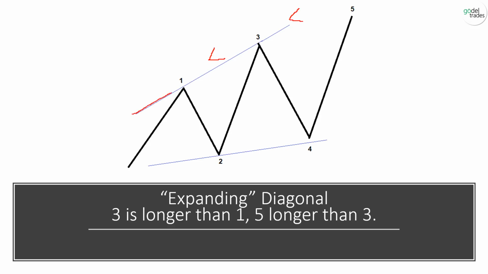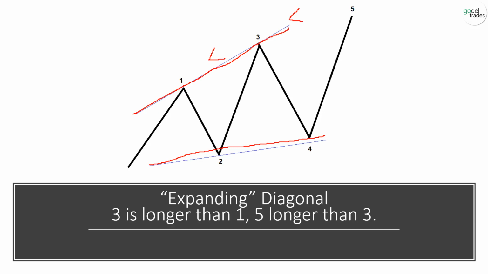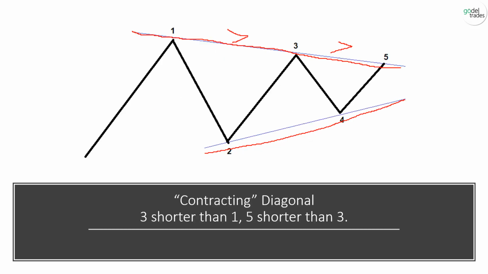Hence these expanding trend channels that I have laid out here for you guys. In a contracting diagonal, 3 is shorter than 1, and 5 is shorter than 3. Hence the contracting trend line. So here you have 3 larger than 1, 5 larger than 3, expanding trend lines, contracting trend lines, contracting diagonal, 3 shorter than 1, and 5 shorter than 3.